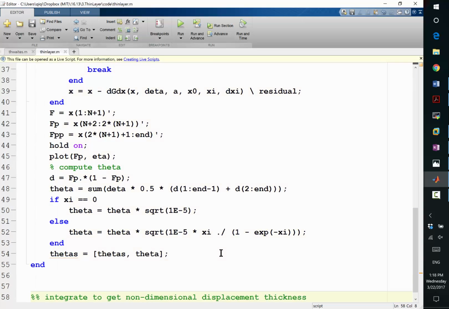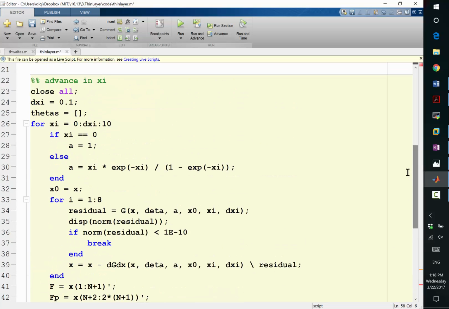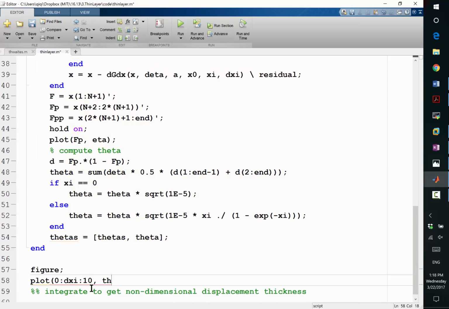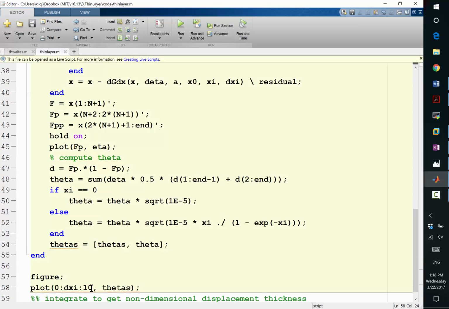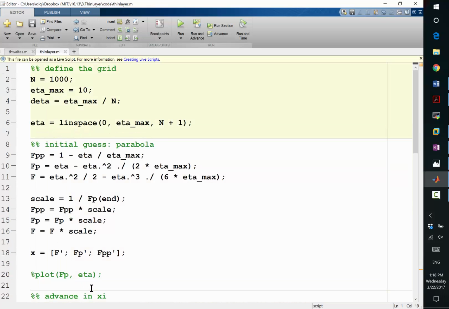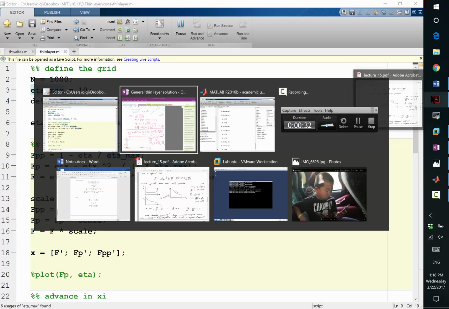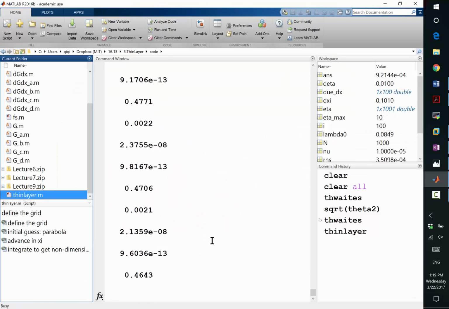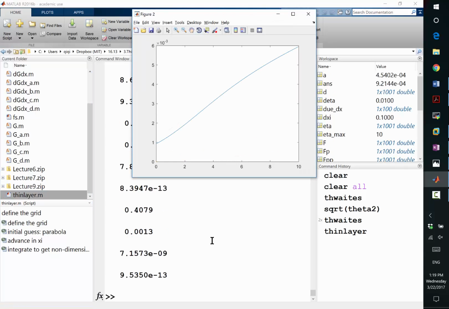Okay. And at the end, let me make a figure and plot. I don't think I have c here, so I'll plot the full 0 to dc to 10, and thetas. So let's define the grid. Actually, let's just run the whole thing. It's solving. It of course takes much longer than the Thwaites method, which takes no time.